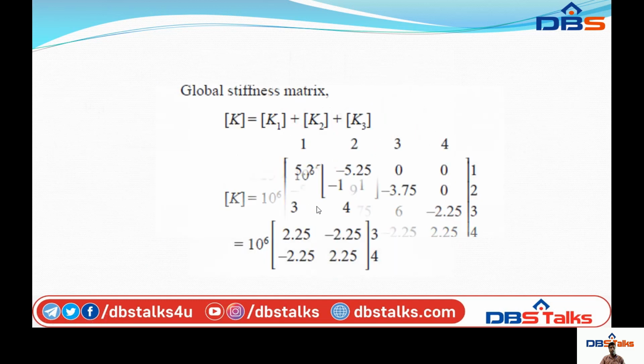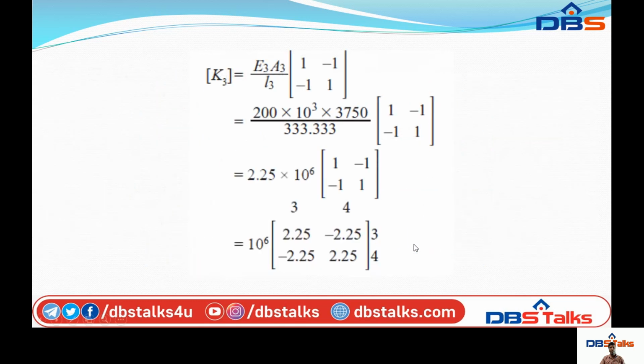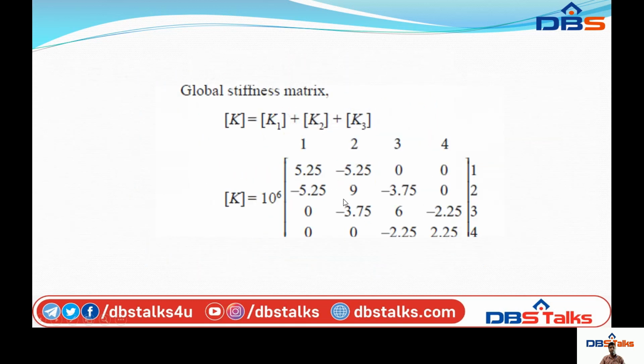21 minus 5.25. But how to write K22? Here at element 1, K22 will be 5.25. For element 2, there is also a K22 value, 5.25. Adding 5.25 plus 3.75, by summing up, we will get 9.